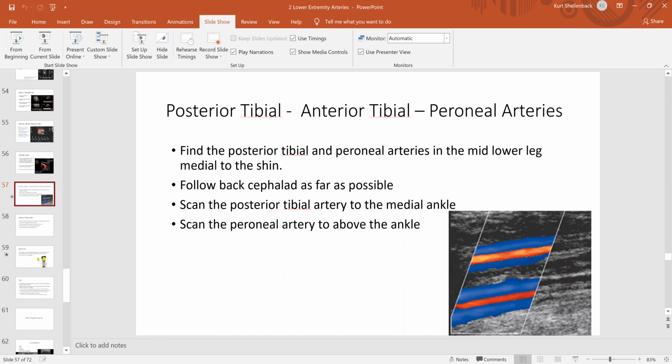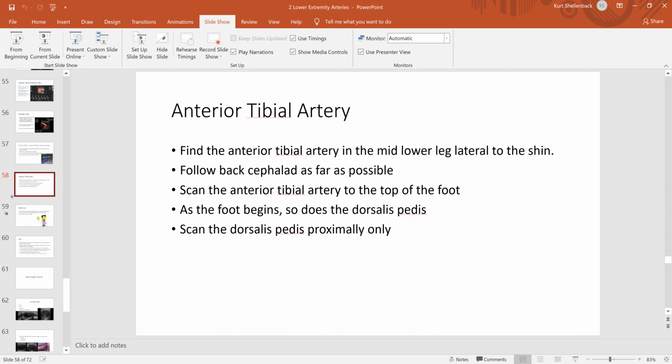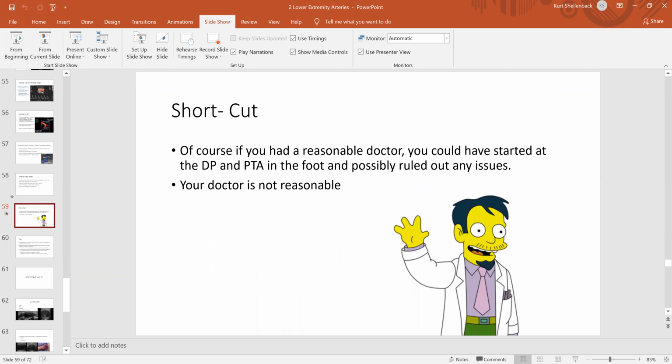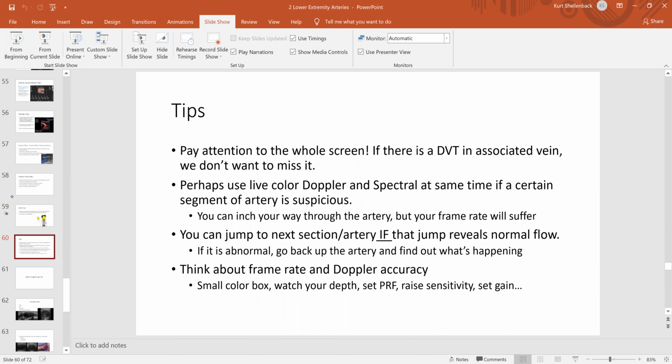Tibs, that's the greatest picture ever. Yeah, that's more of a shortcut. Of course, if you had a reasonable doctor, you could have started at the DP and PTA and possibly ruled out the entire exam to begin with. Tip: pay attention to the whole screen. If there's DVT in the associated vein, we don't want to miss it.